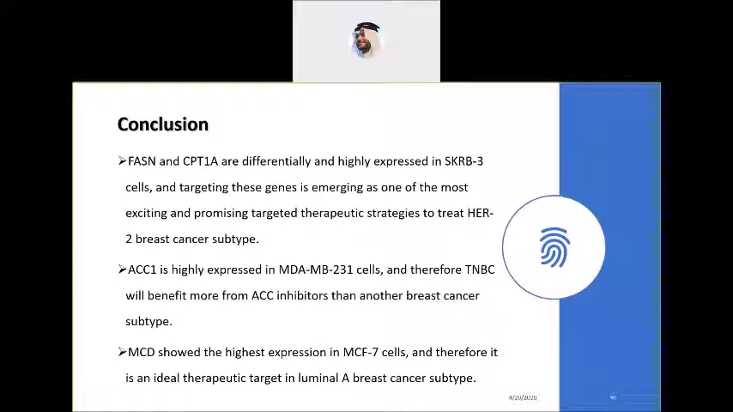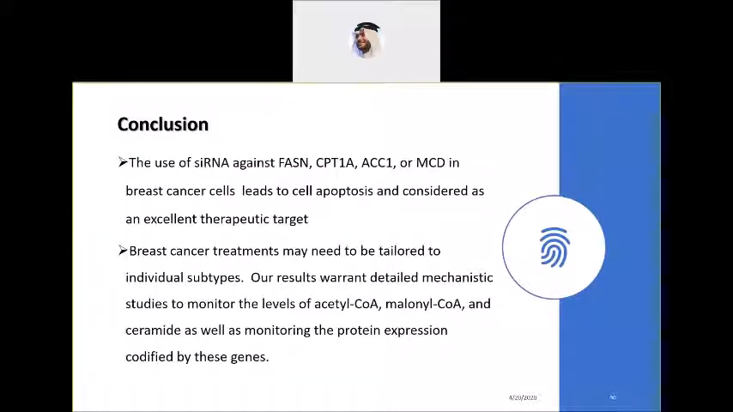ACC1 is highly expressed in MDA-MB-231 cells, and therefore triple negative will benefit more from ACC1 inhibition than other breast cancer subtypes. MCD shows higher expression in MCF7 cells, and therefore it is an ideal therapeutic target in luminal A breast cancer subtypes. Also, the use of small interfering RNA against FASN, CPT1A, ACC, or MCD in breast cancer cells leads to cell apoptosis and is considered an ideal therapeutic target.